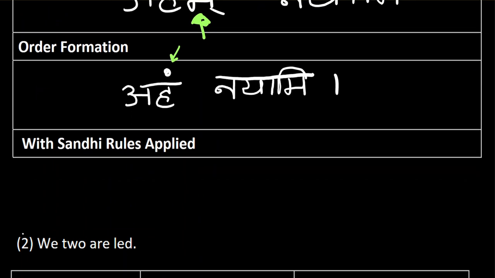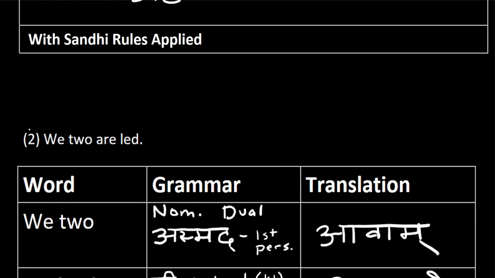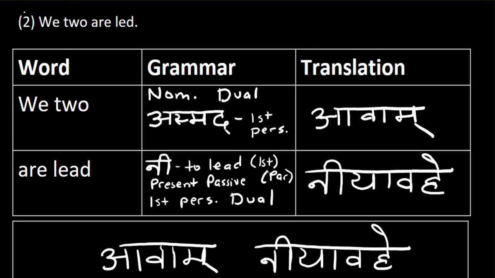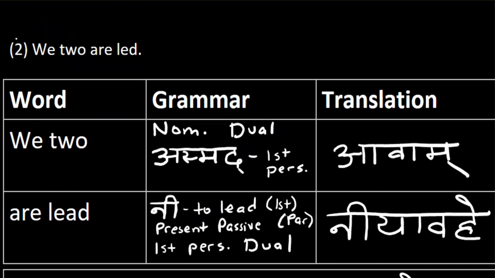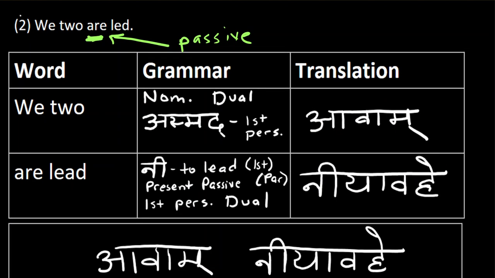Now I want to go over number 2, because number 1 you have I lead, but in number 2 you have we two are led. So are led, okay? They're not the ones that are doing the leading in the sentence. They are being led by something. So the key word here is are. Once you see the word are or is, you know that you're working with the passive voice here. So we two are led.